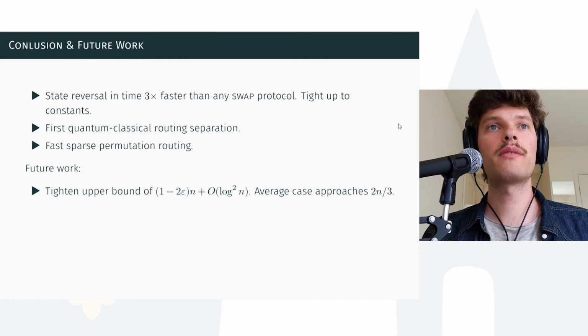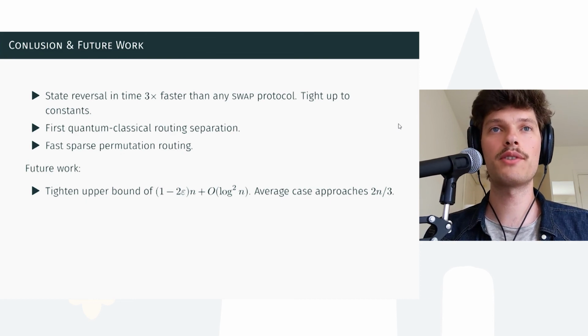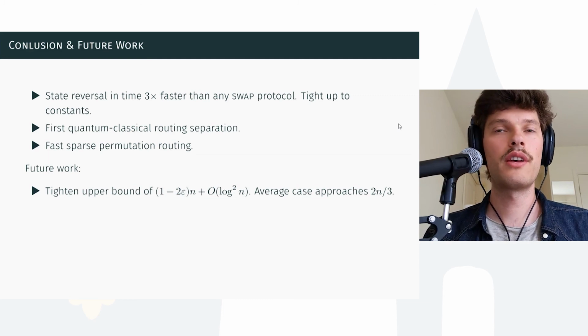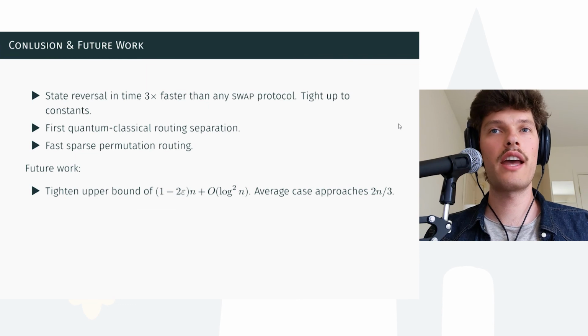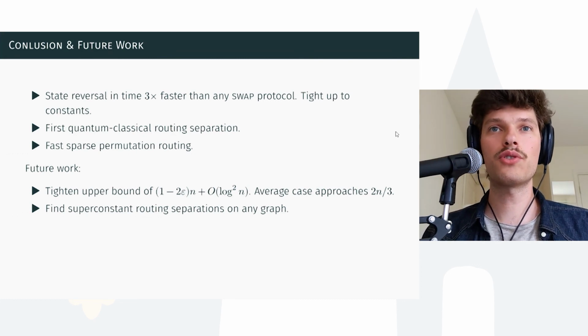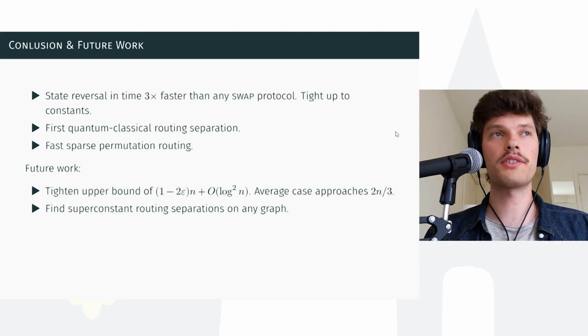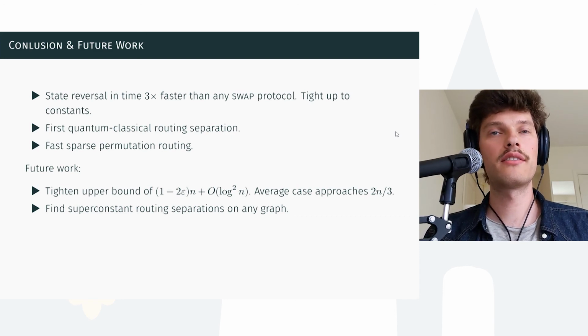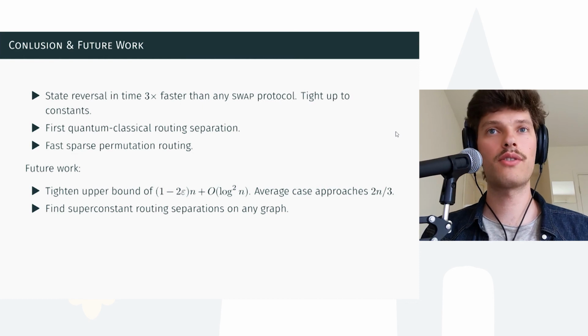So in future work, we may want to tighten this upper bound of (1 minus 2 epsilon) n plus some leading terms, since the empirical results and our average case result indicate that the performance approaches 2n over 3. And so a pretty significant improvement might still be possible. However, we cannot hope to get anything more than a constant factor improvement by our lower bound result. So we are forced to look at other graphs to find super constant routing separations. And this is currently something that we are looking at.